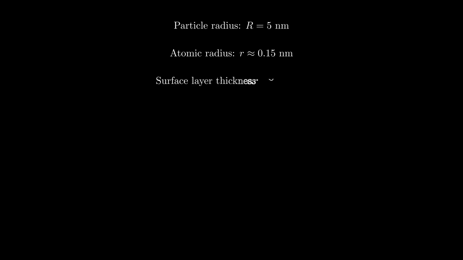Let's calculate what fraction of atoms are on the surface of a 5 nanometer spherical particle. The particle radius is 5 nanometers. A typical atomic radius is about 0.15 nanometers. The surface layer is about 1 atomic diameter thick, approximately 0.3 nanometers.